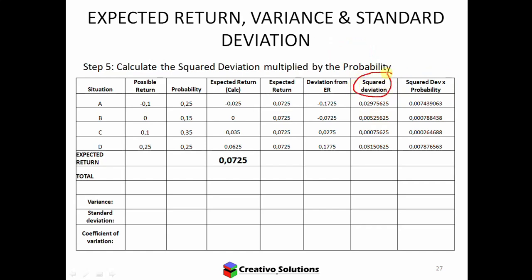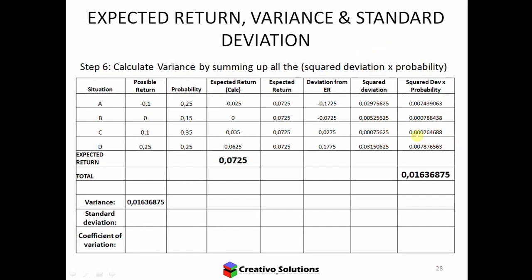There's the column, and you need to multiply that by the probability. So those two columns are being multiplied in order to get the final column here, which is your squared deviation times probability. Once you've done that, you're going to have to add up all of these, total that up. If you add up all of those amounts, you're going to get that, and that represents the variance.